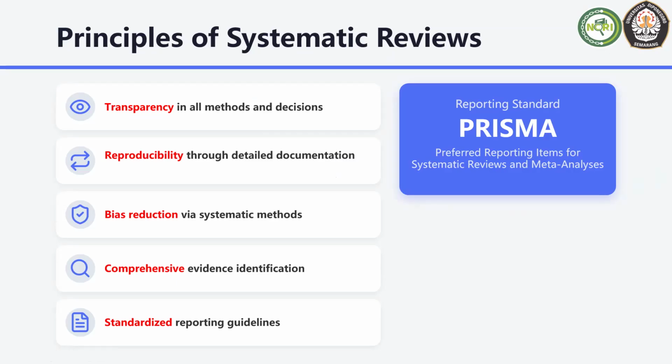And the last one is that it should be standardized, or there should be a standardized format of reporting. In this manner, we prefer using the PRISMA reporting items for systematic reviews and meta-analyses. It is a guideline that gives you an elaboration and detailed content that you have to include in your systematic review. So we have PRISMA-P for protocol, and we also have PRISMA for reporting your systematic review.